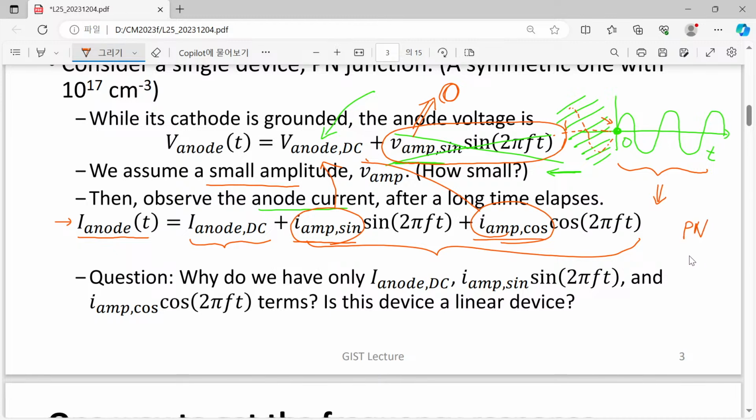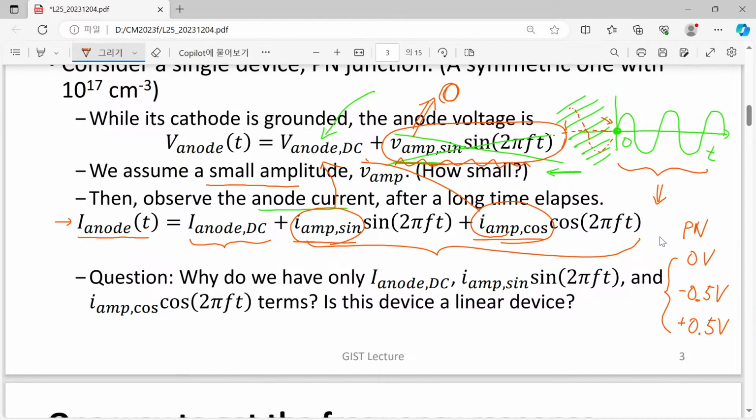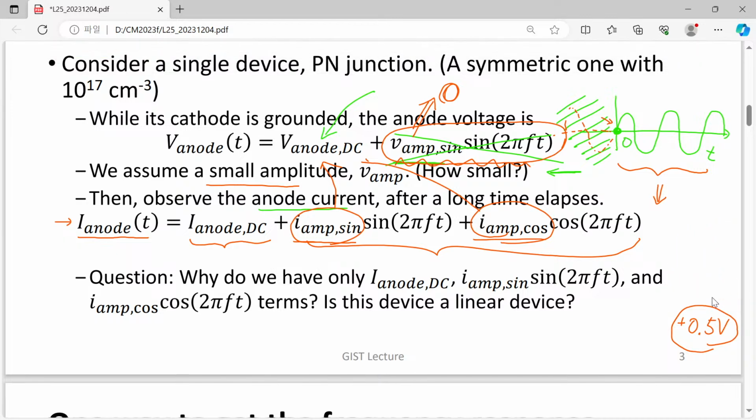You have applied 0 volt as a DC volt, or minus 0.5 volt as your DC volt, or applied positive 0.5 volt to your DC voltage. Then when you apply small signal, do you expect the same response of your AC signal? The answer is, depending on the DC operational point, you will have quite a different behavior of your amplitude.